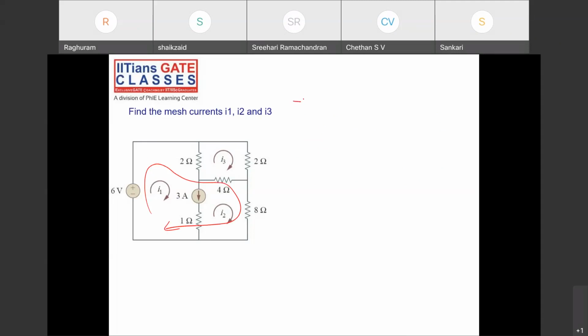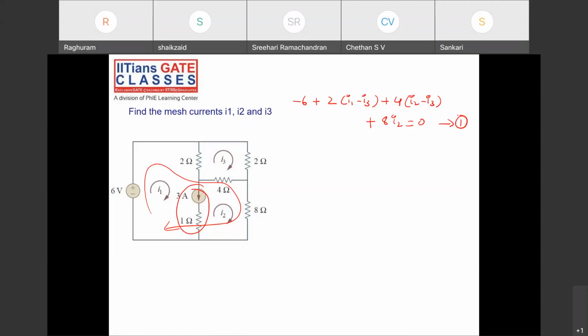So tell me: minus 6 plus 2 into what is the current flowing here? I1 minus I3, right? Then, see, in the super mesh there is a current source in series with a resistor. You can ignore this one. Then plus 4 into the current flowing here, I2 minus I3. Then plus 8 I2 is equal to 0.